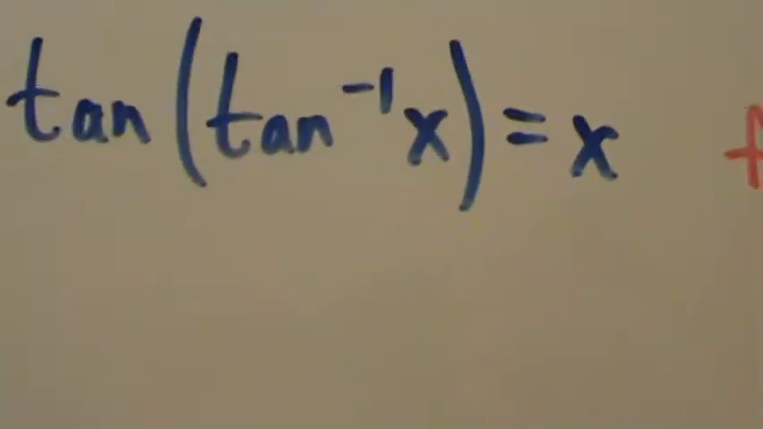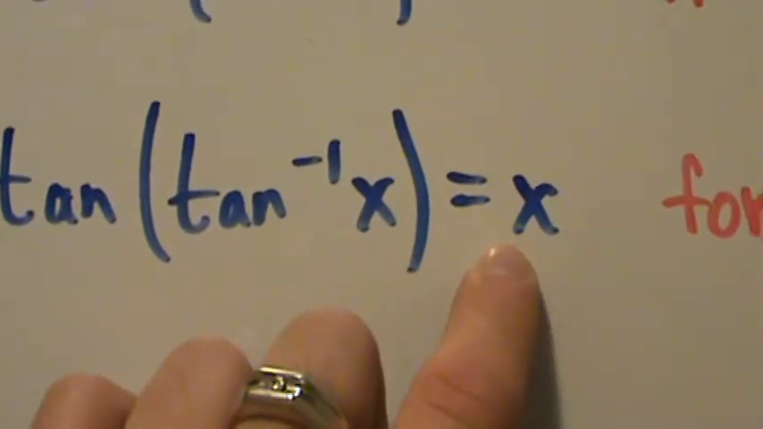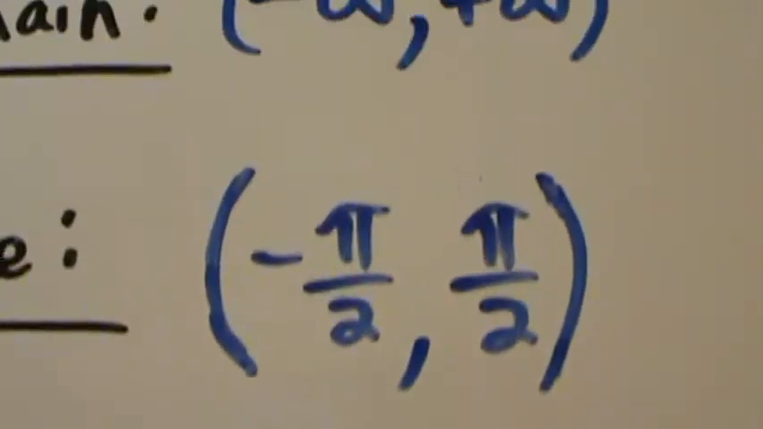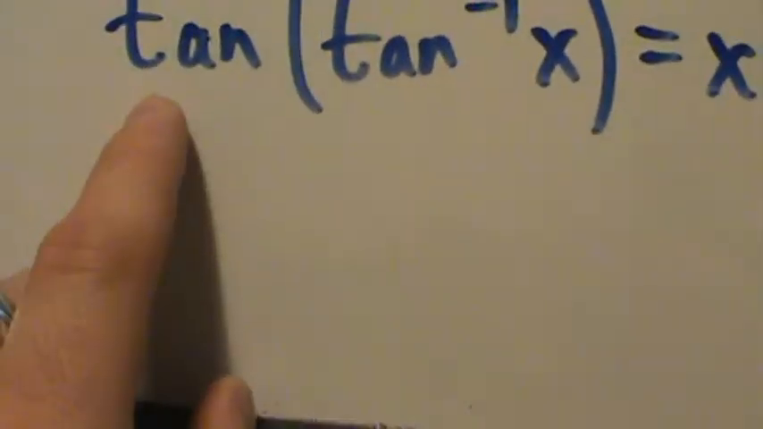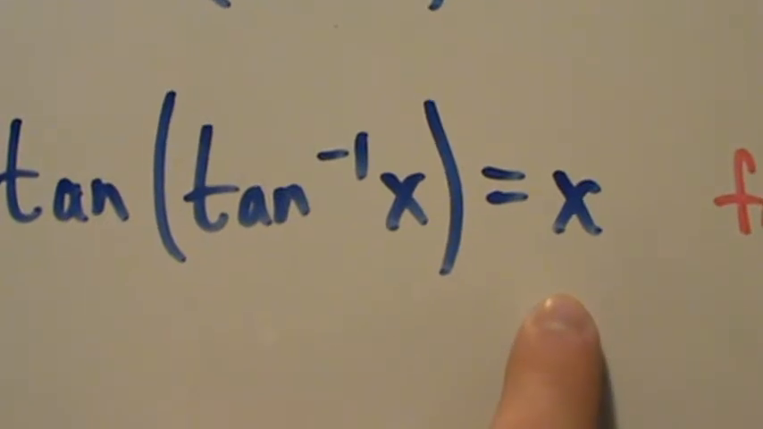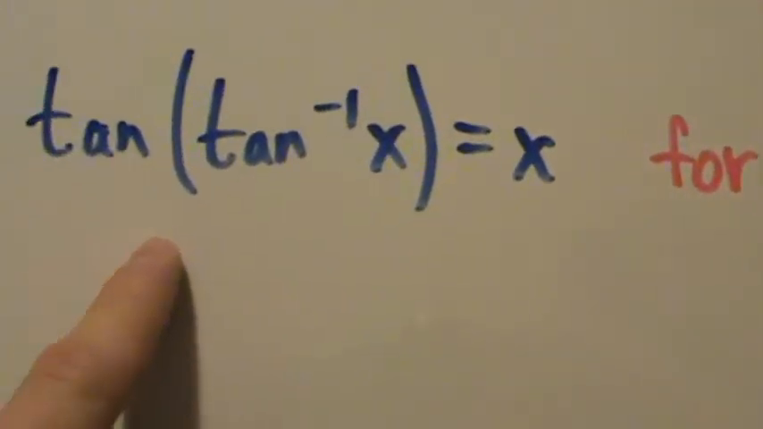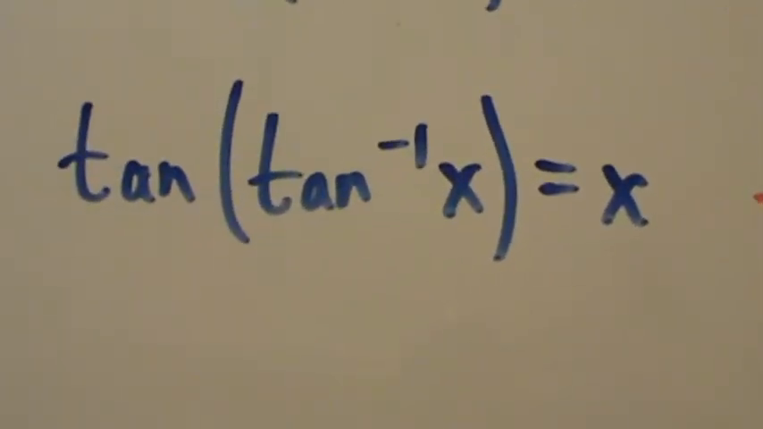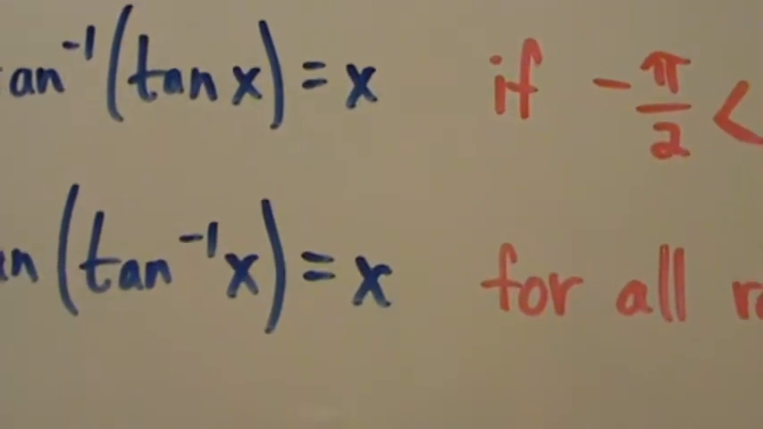Okay? All right, so what if we have tangent of tangent inverse of x? Well, that's going to equal x for all real x. That's really nice. Okay, so remember, the domain of the inverse tangent function is actually all real numbers. So tangent of the inverse tangent of x equals x for all real x. So that's actually really nice. There's no restrictions there. This is always going to be true for all real values of x. So that's great. That's wonderful. Really nice there. Okay, so that's pretty much it for the inverse tangent function.